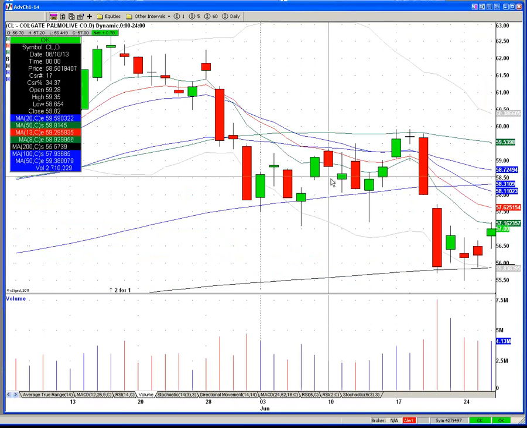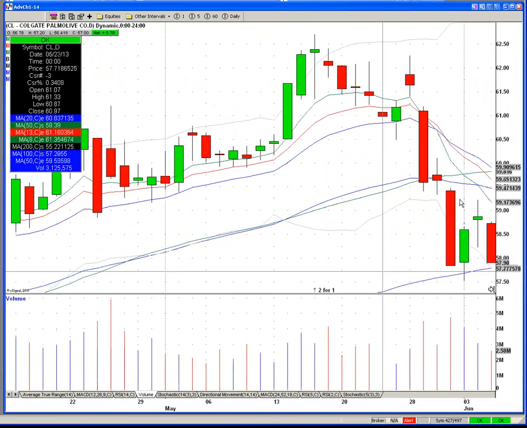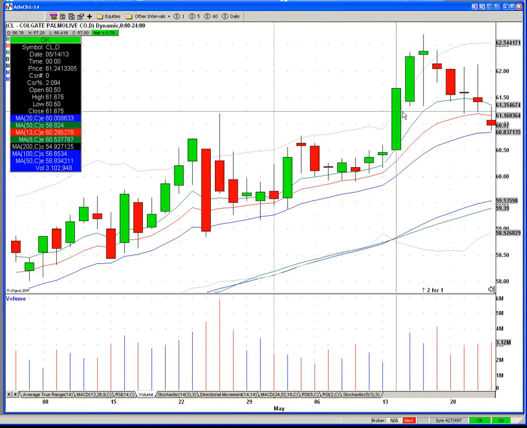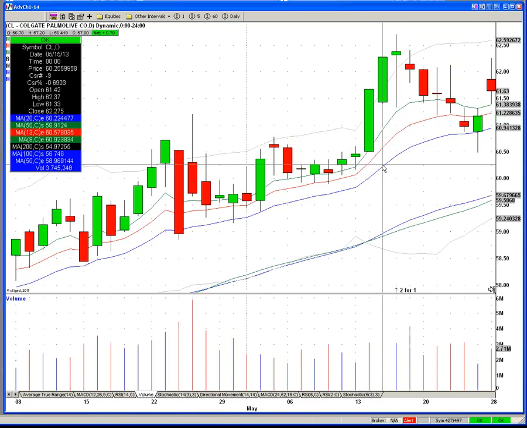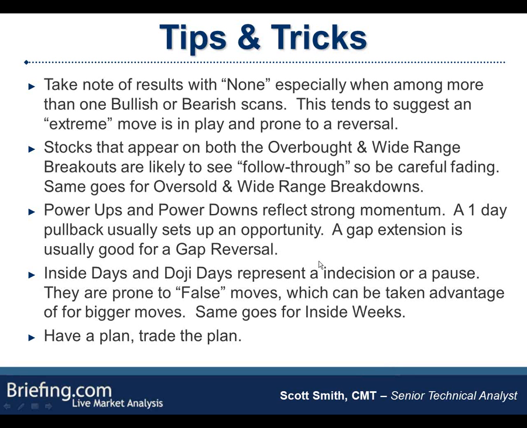And I wanted to show an example of a fade that I had. I believe it might have been, this could have been Colgate. So again, 1, 2, 3 days up, and then start correcting back. I'll have to go back and look at that one again. But that pretty much sums up, just, let's see, gap extension. Inside days and doji days, they represent a pause, and they're very prone to false moves, which can be very, very profitable. Same for inside weeks.